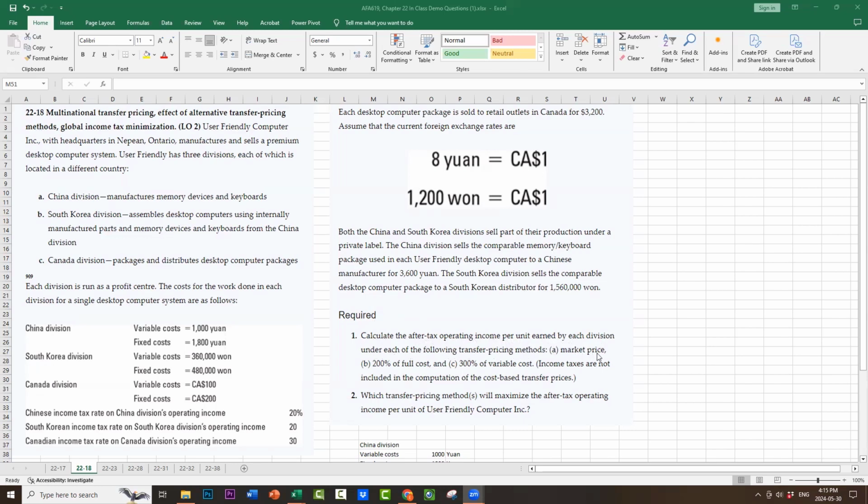Required: Calculate the after-tax operating income per unit earned by each division under each of the following transfer pricing methods. Market price, 200% of full cost, 300% of variable costs. Income taxes are not included in the computation of the cost-based transfer prices. And then which transfer pricing method or methods will maximize the after-tax operating income per unit of UFC Inc.?